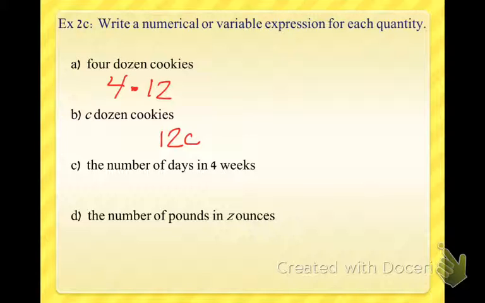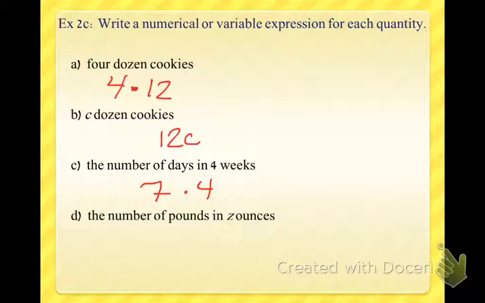The number of days in 4 weeks. How many days are in a week? There are 7. So you have 7 times 4. There's your answer. It's a numerical expression.